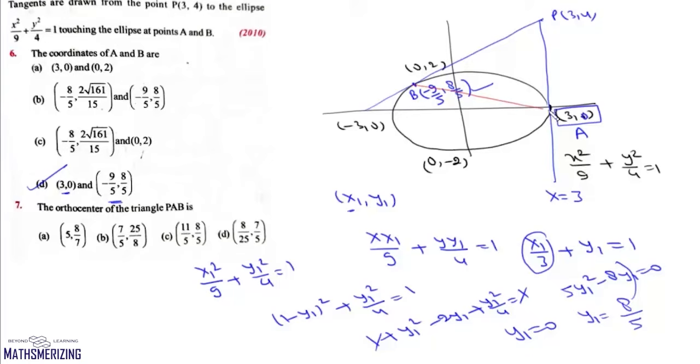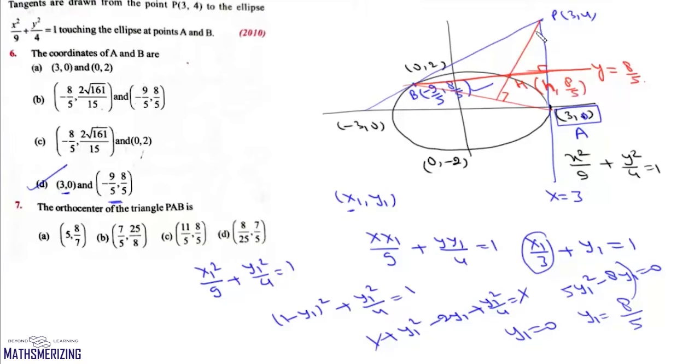Now we know that this line PA is perpendicular to the x-axis. So the altitude from B will be perpendicular to the y-axis. So we know that the equation of this line will be y equals 8/5. Now the orthocenter will lie on this line. We'll drop a perpendicular from P also. Now this point of intersection is your orthocenter H. Now for this orthocenter H, let its x coordinate be h, and we know that its y coordinate will be 8/5. Now we need to find the value of h.